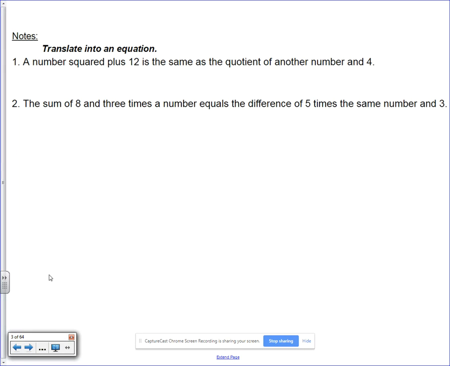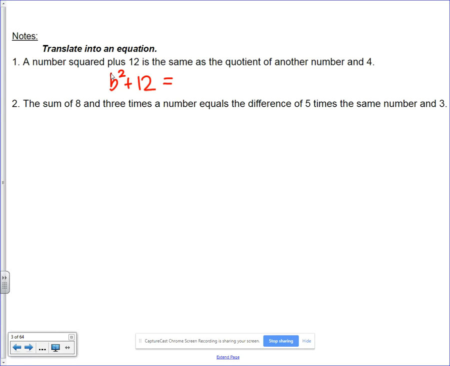A number squared plus 12. Is the same as, what is the same as? Equals, yep. What does quotient mean to do, Trevor? Correct. Now you'll see me use fraction bars for dividing. I won't actually use the little divided symbol. Quotient of another number and 4.